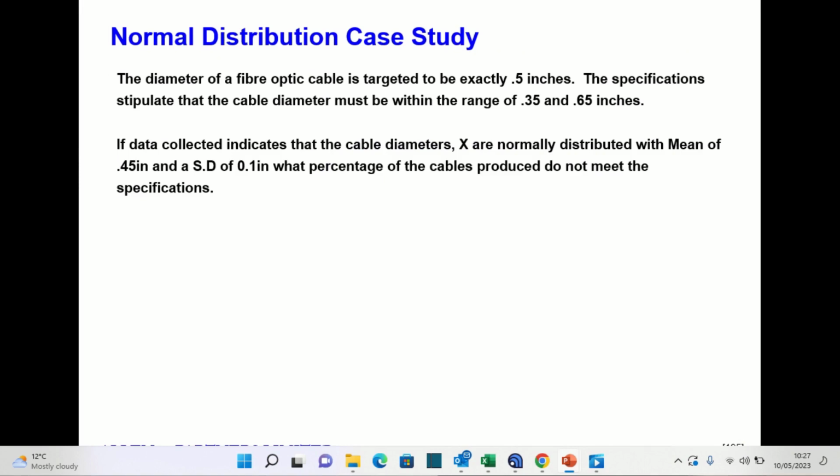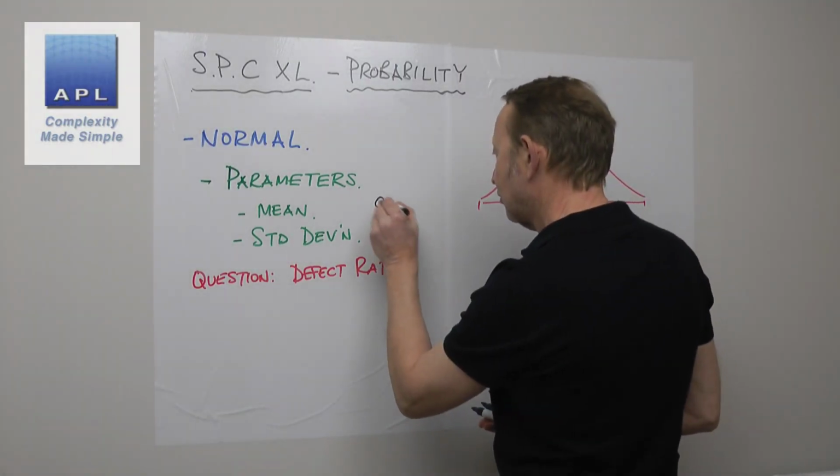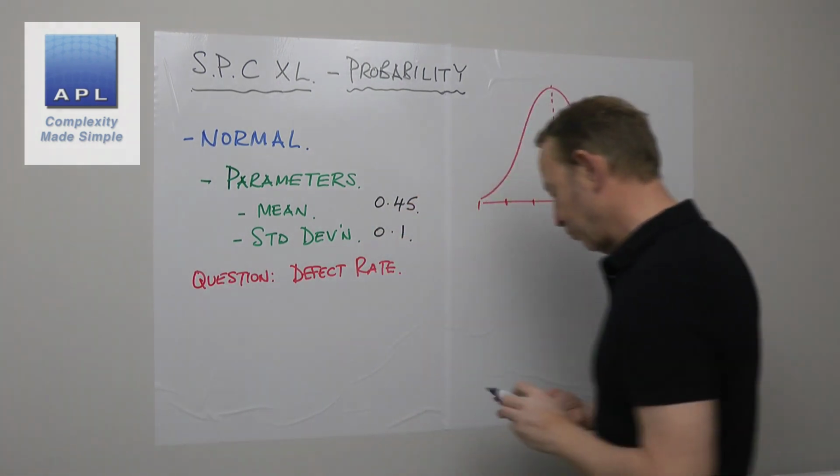Okay, so here we are. The diameter of a fiber optic cable is targeted to be exactly 0.5 of an inch. The specifications stipulate that the cable diameter must be between 0.35 and 0.65. If the data collected indicates we've got a normal distribution with a mean of 0.45 and a standard deviation of 0.1, what percentage of cables produced do not meet the specifications? Okay, so we've got the parameters: the mean is 0.45, the standard deviation is 0.1.